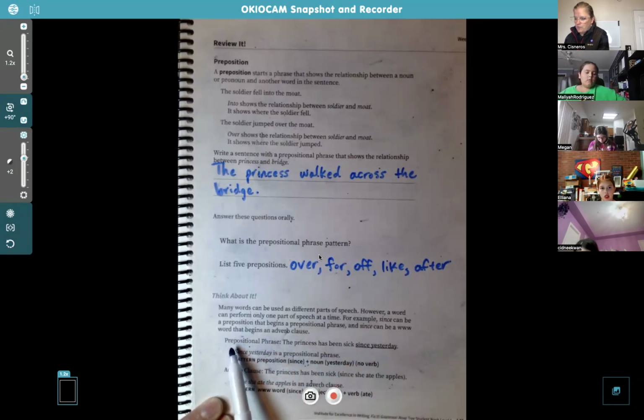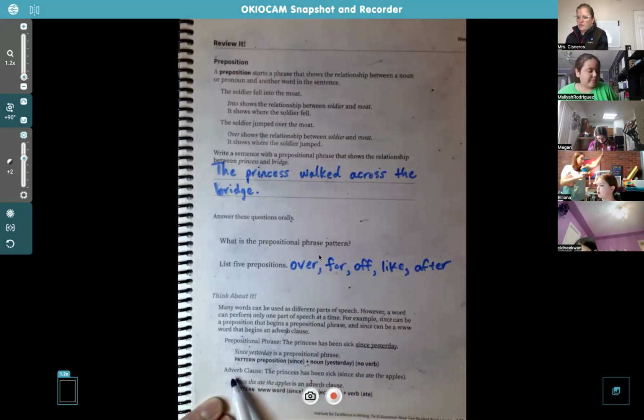The first one says prepositional phrase. The princess has been sick since yesterday. That's a prepositional phrase, since yesterday. And it says the pattern is the preposition since plus the noun yesterday, no verb.